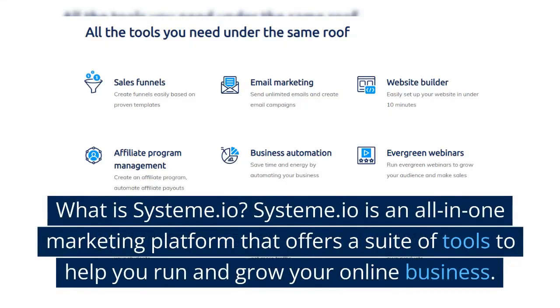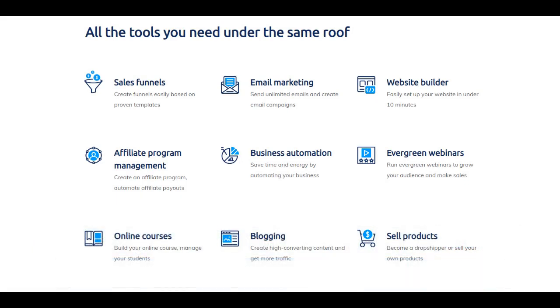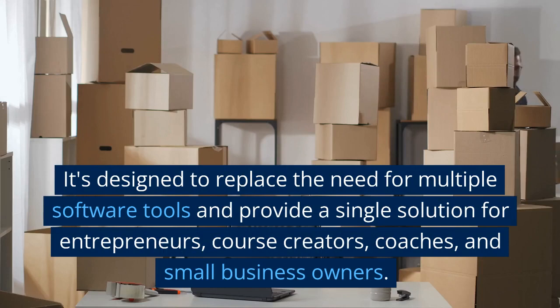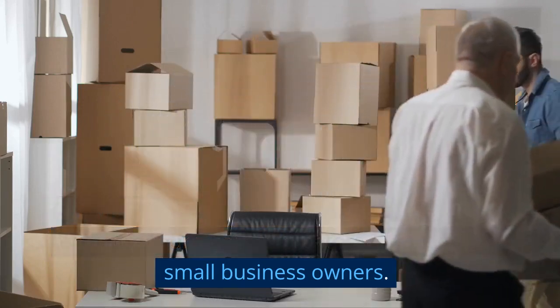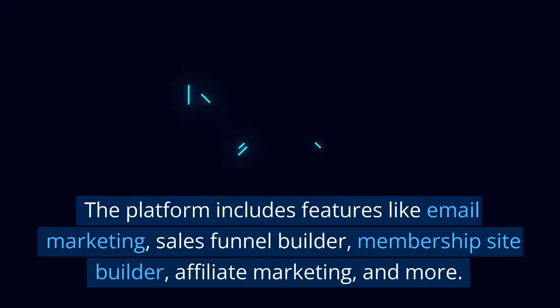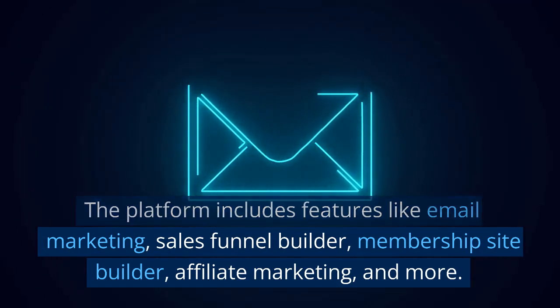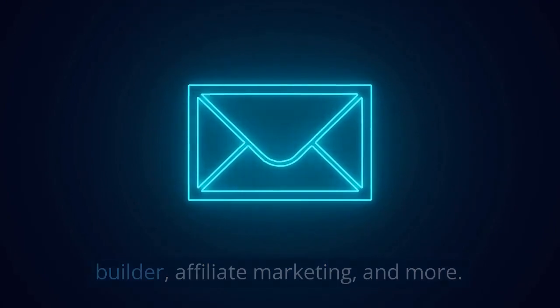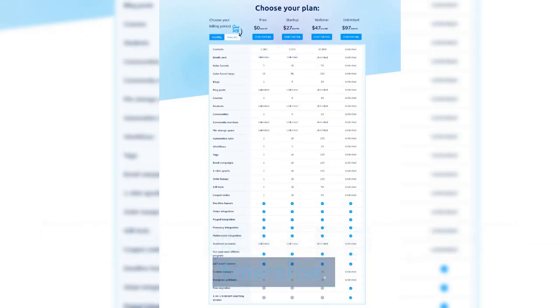What is Systeme.io? Systeme.io is an all-in-one marketing platform that offers a suite of tools to help you run and grow your online business. It's designed to replace the need for multiple software tools and provide a single solution for entrepreneurs, course creators, coaches, and small business owners. The platform includes features like email marketing, sales funnel builder, membership site builder, affiliate marketing, and more. It has 3 pricing plans: Startup, Webinar, and Enterprise.